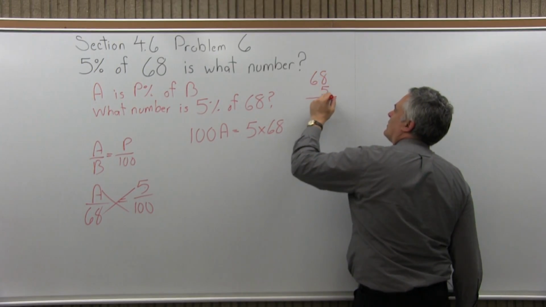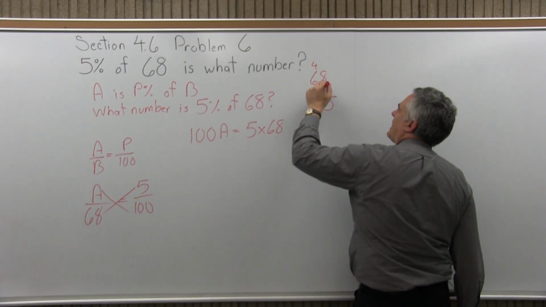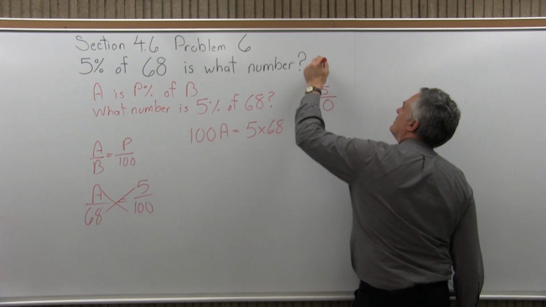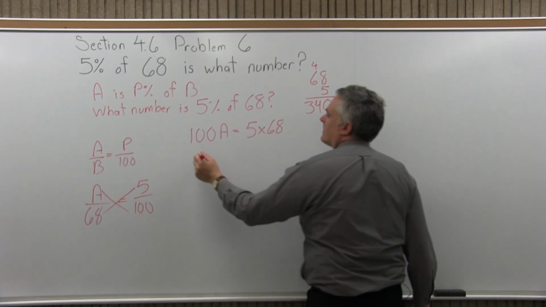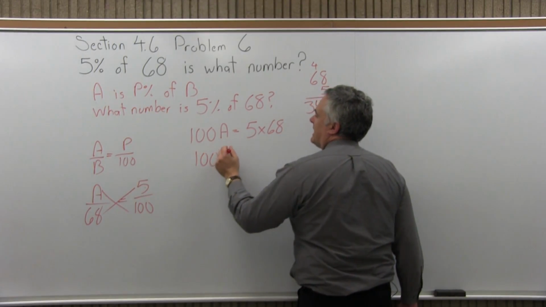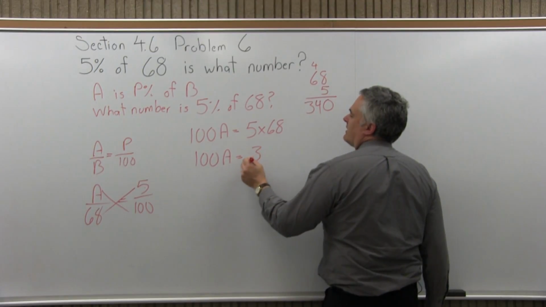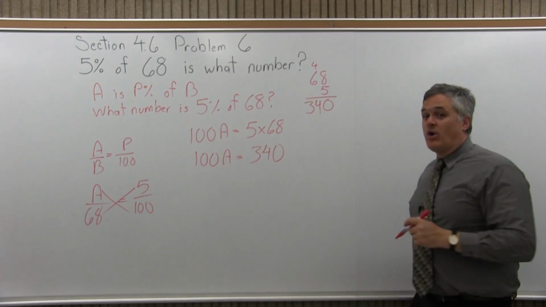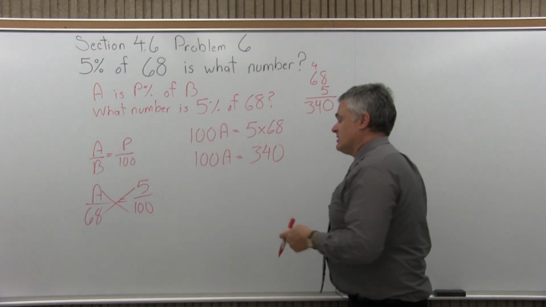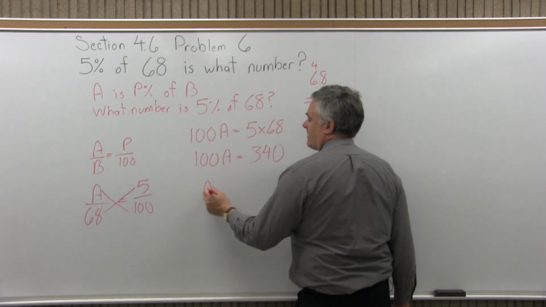5 times 8 is 40. Write the 0, carry the 4. 5 times 6 is 30, plus 4 more is 34. So 100A equals 5 times 68, which is 340. Now I want A equals, not 100A, so divide away the 100.